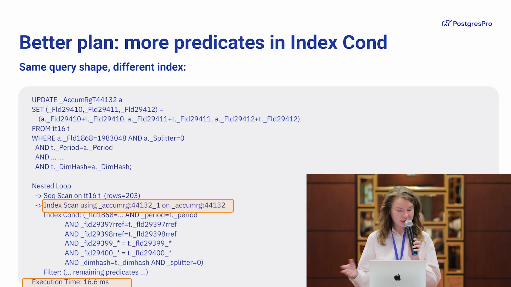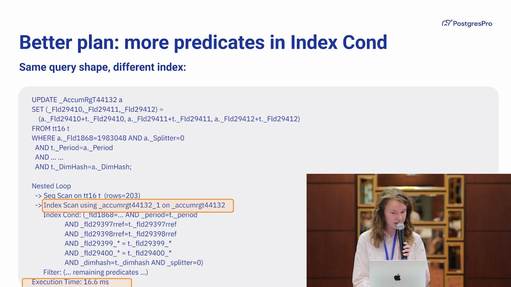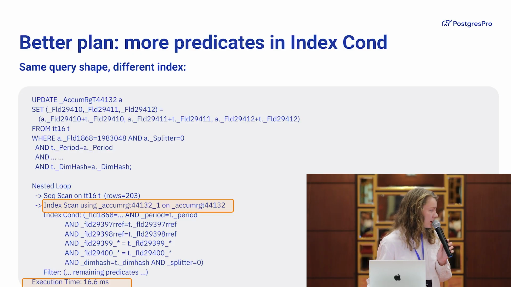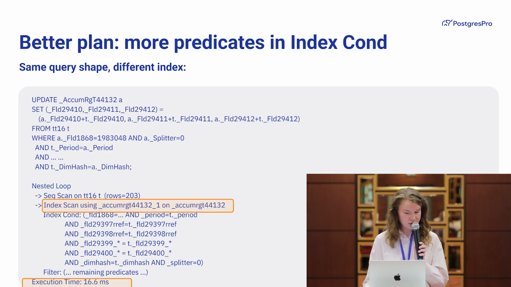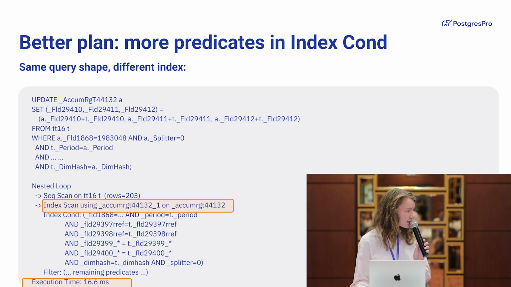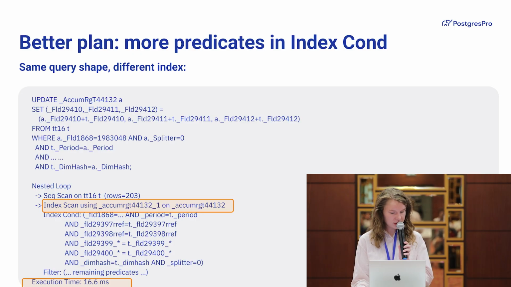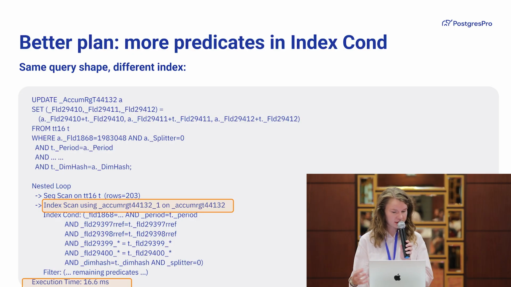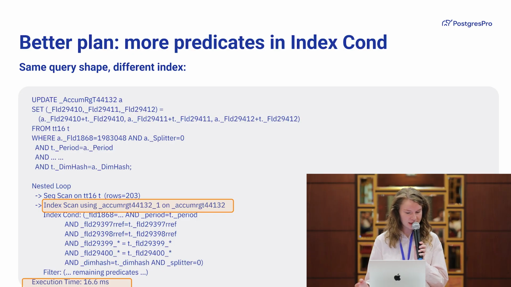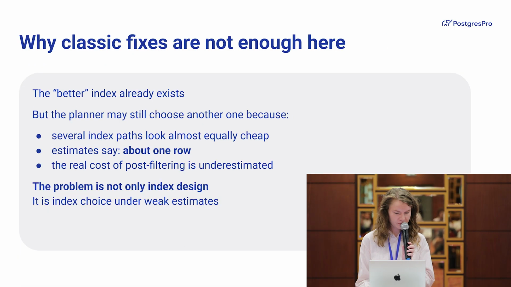So we can see that fewer candidate rows reach the filter. The filter is still present, but it has much less work to do. And this is why the execution time drops from seconds to milliseconds. The main improvement is not the join type, but choosing an index that reduces post-filtering.